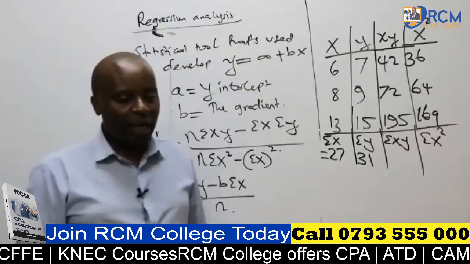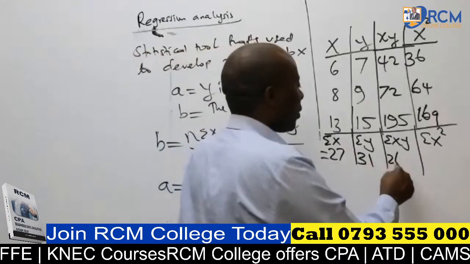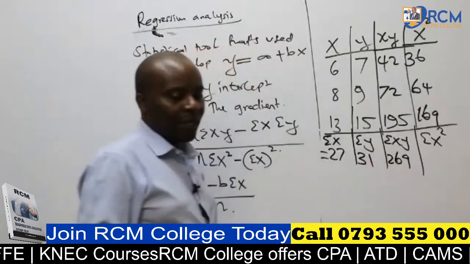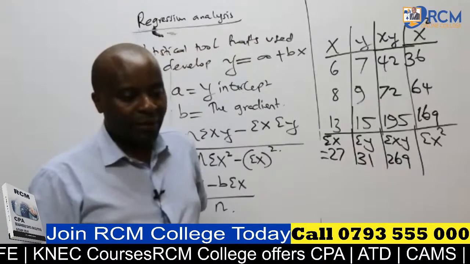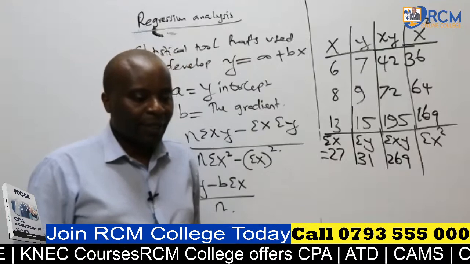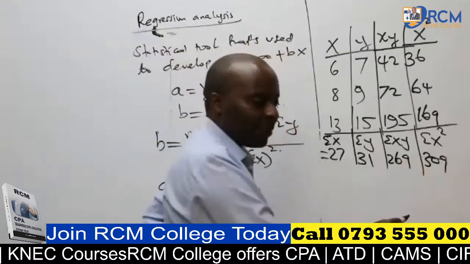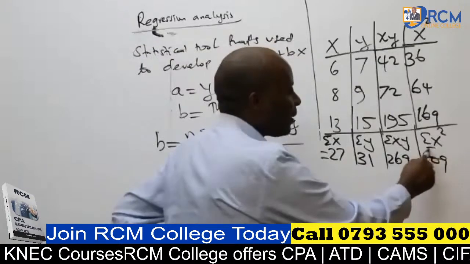Summation of xy. Sharon tells me it is 269. Summation of x squared. What do we have under summation of x squared? 309. Thank you very much. So remember that these are summations.